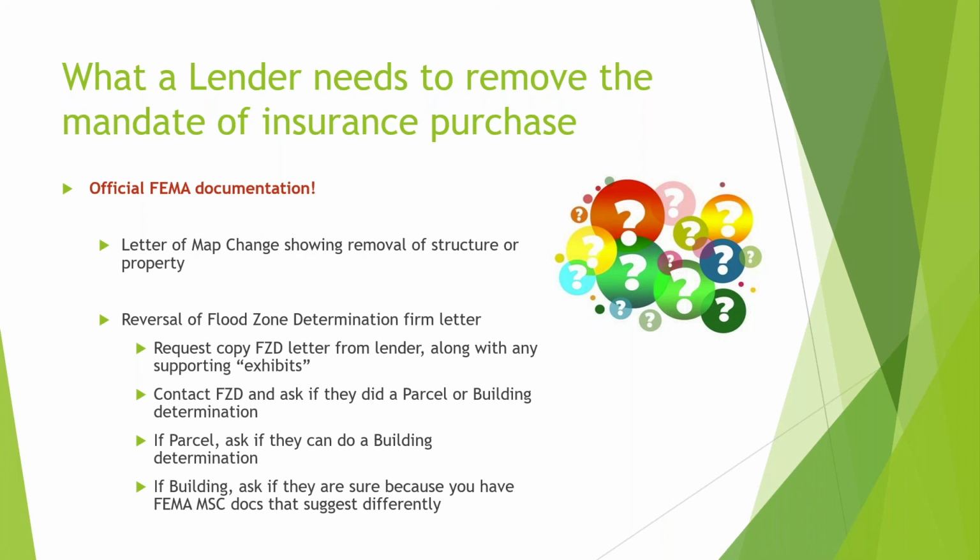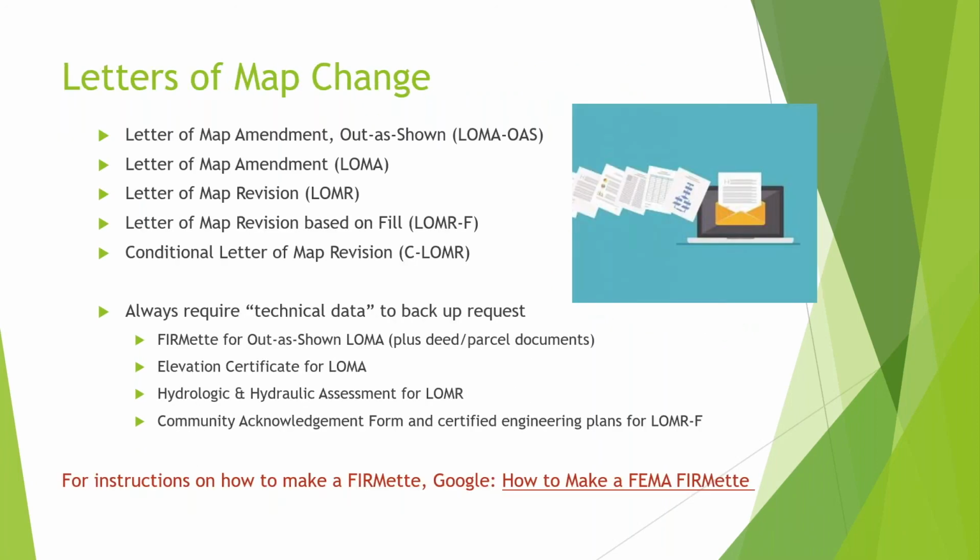So that's why we're going to talk today about the other official FEMA documentation, and that is the letter of map change, showing the removal of the structure or the property from the floodplain. These are the kinds of letter of map change. There's 5 different kinds we're going to talk about today. Primarily, we're going to talk about the first 2, because with the first 2, any letter of map amendment, a property owner can get this without cost. Let me back up, without paying a processing fee.